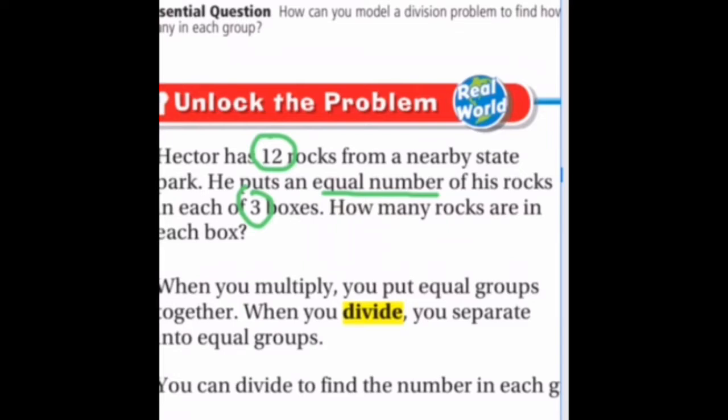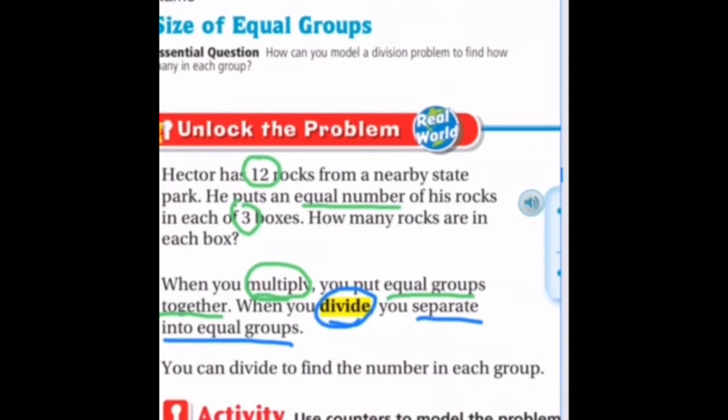Okay. When you multiply, now here we're talking about multiplication, not division. You put equal groups together. When you divide, you separate into equal groups. So a lot like subtraction is the opposite of addition, division is the opposite of multiplication. And finally down here it says you can divide to find the number in each group.